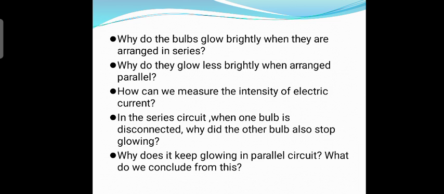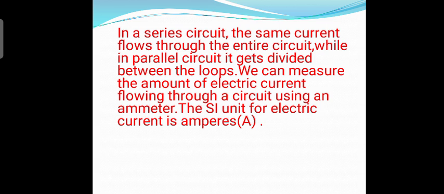Why do the bulbs glow brightly when they are arranged in series? Why do they glow less brightly when arranged parallel? How can we measure the intensity of electric current? In the series circuit, when one bulb is disconnected, why does the other bulb also stop glowing? Why does it keep glowing in parallel circuit? And what do we conclude from this? So students, let's find the answer of all this.